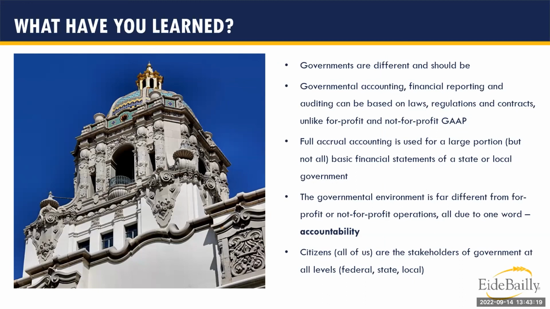Here's what we learned today: governments are different and they should be. Governmental accounting, financial reporting, and auditing is based on a set of laws, regulations, and contracts. And if you think about that in comparison to your gas station or your local not for profit, where you may be volunteering, say, your religious organization or Red Cross, or in my case, I do a lot of volunteer work for the AGA, Association of Government Accountants, there's going to be a slight difference between not-for-profit, for-profit, and governments.